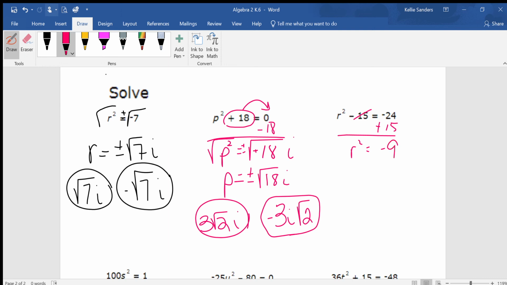9, negative 9. So r equals plus or minus the square root of negative 9. Make that an i. The square root of 9 is 3. So 3i and negative 3i.